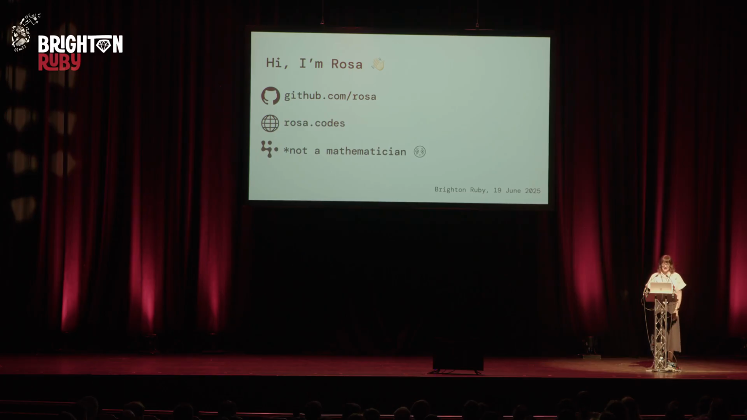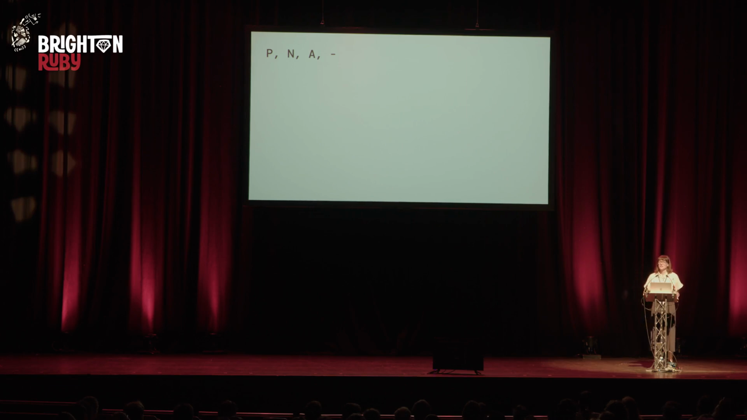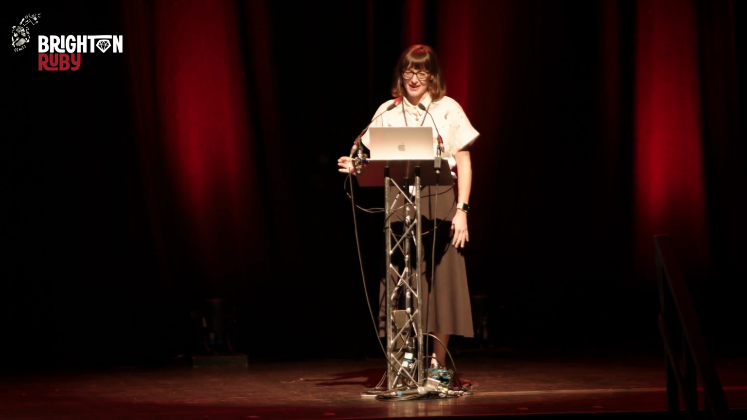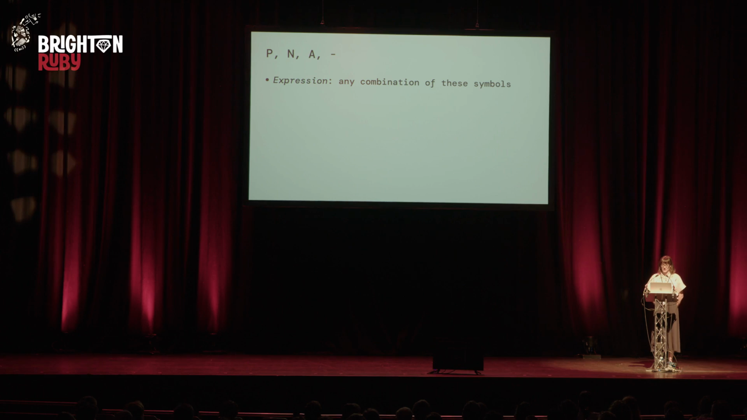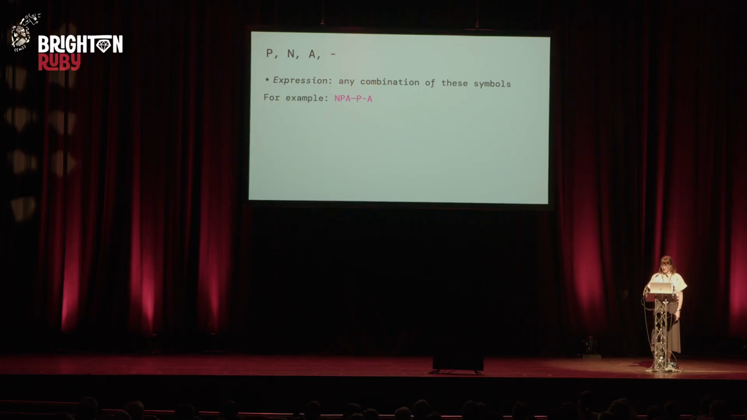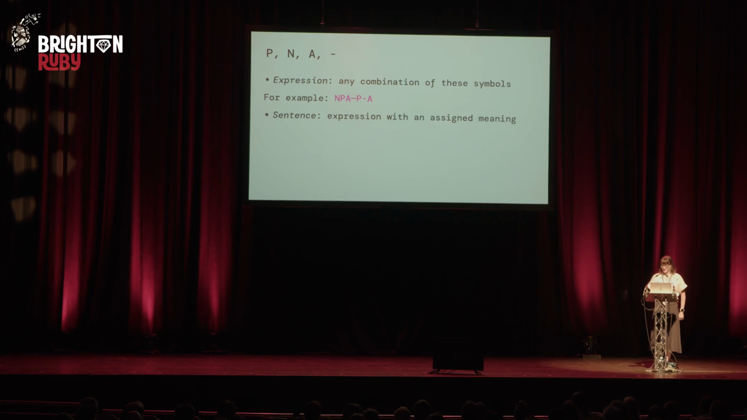Okay, so having said that, we shall start this presentation with 4 symbols: P, N, A, and dash. We can combine these symbols to form expressions. For example, MPA dash P dash A is an expression. Some of those expressions are going to have specific meanings, and we are going to call those sentences.